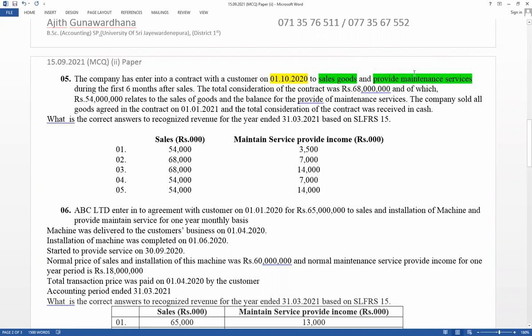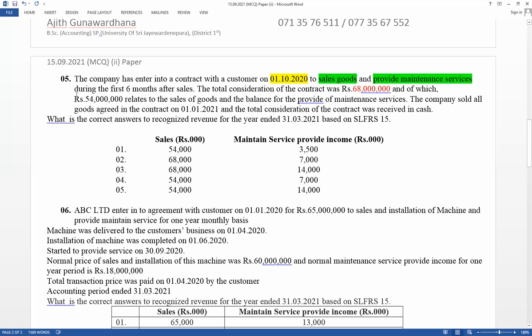They sell, and after that they give the maintenance service. These are the things we have agreed on, the promises. Performance obligations. During the first 6 months after sales, it has given a total consideration of the contract of 68,000. This is the transaction price. Think, determine the transaction price. This is the transaction price given, and of which 54,000 is relevant for sales of goods.